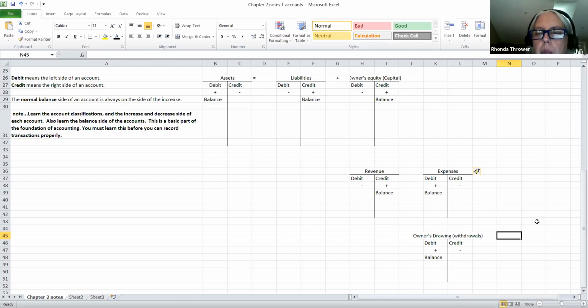It's very important that you learn these account classifications and the side of the increase, because the next time we meet, we're going to analyze transactions through this accounting equation.